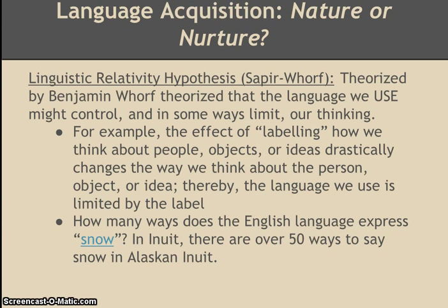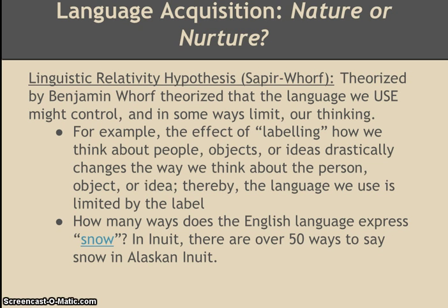Then you have the linguistic relativity hypothesis, which is Sapir-Whorf, where we talked about Benjamin Whorf, that the language we use might control and in some ways limit our thinking. For example, the effect of labeling how we think about people, objects, or ideas changes the way we think about that person, object, or idea. The language we use actually limits us: we label people, and once we get that label in our head, we are limited in thinking about them. You put 'my teachers' here, and when you see your teachers at Walmart, it brings up a whole other set of issues for you.